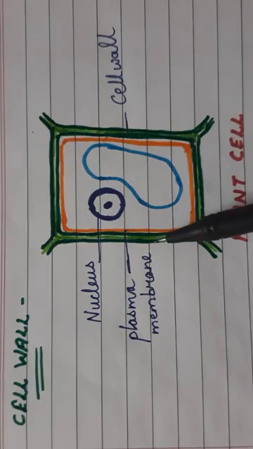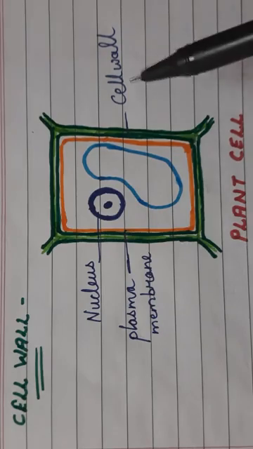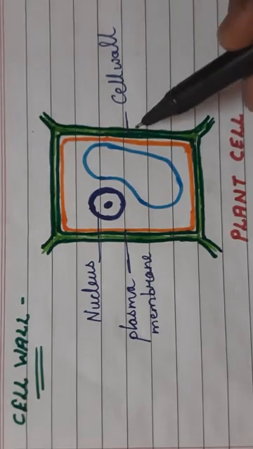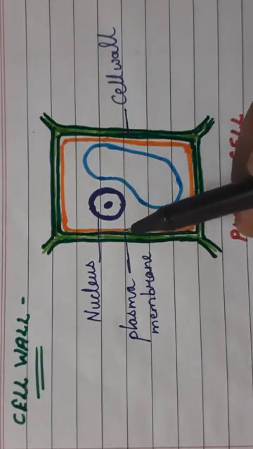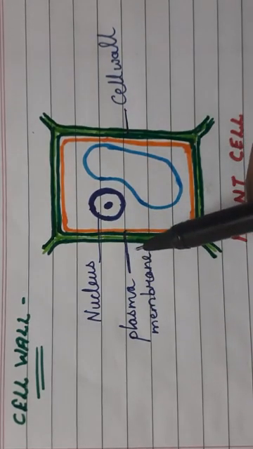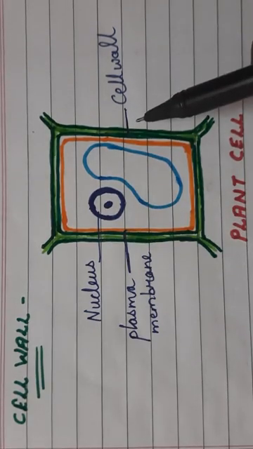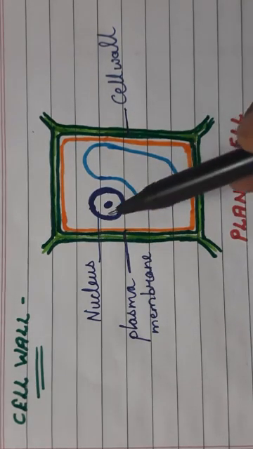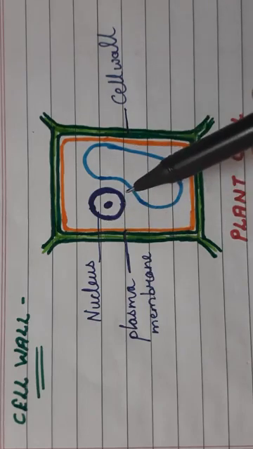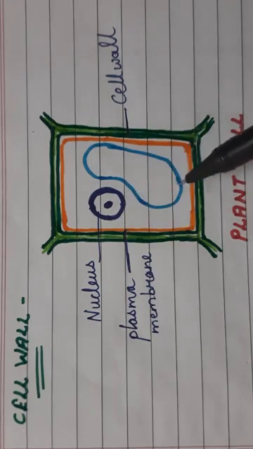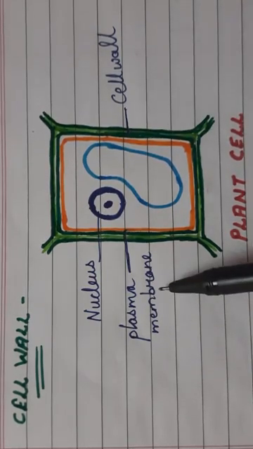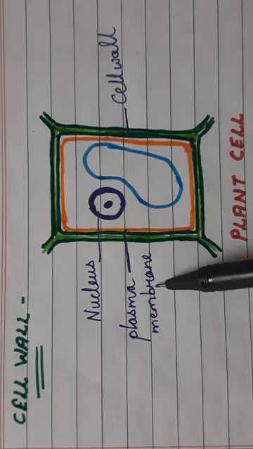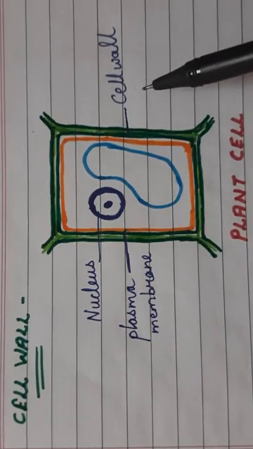Okay, so in a plant cell, the cell wall, as you can see here in the figure, this is the cell wall. Okay, and the one in orange, that is the plasma membrane. So in a plant cell, the cell wall lies outside the plasma membrane. Okay, so that means in a plant cell there are two protective layers. Not only is there the plasma membrane as a protective layer, there is also a cell wall.